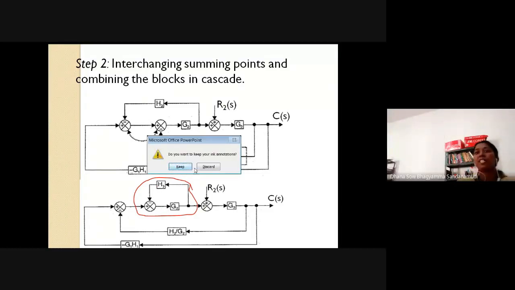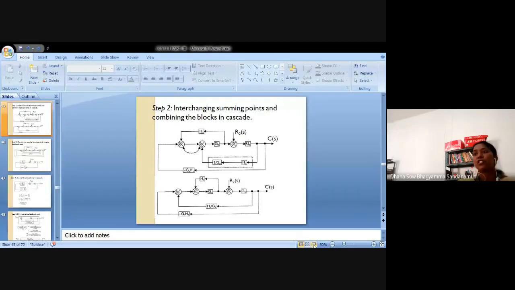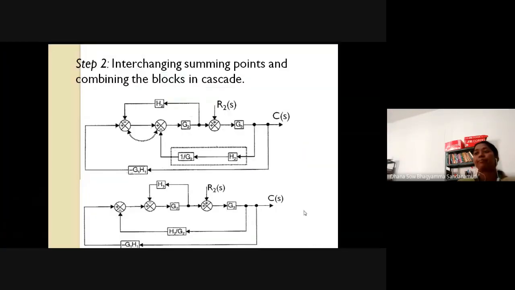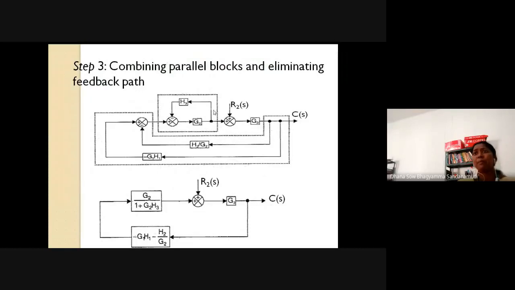Forward path is G2, feedback path is H3. So step number 3, I have eliminated the feedback path. If you eliminate the feedback path, I have done one more operation, I will tell you later on. If I eliminate this feedback path, what do I get? G2 by 1 plus G2 into H3, negative feedback. So G2 by 1 plus G2 into H3 I will get here.